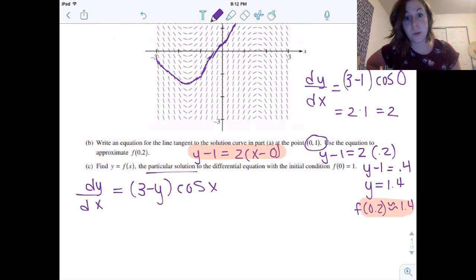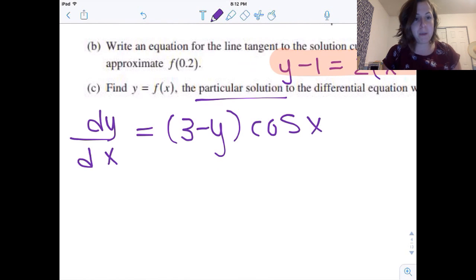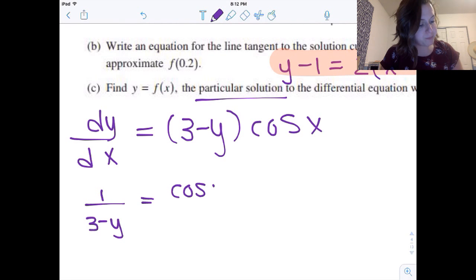So we're going to separate this, right? If you do not show me the separation step, I cannot give you any credit for this entire section. So please make sure you show it. Okay, so I'm going to separate my variables. This is going to be 1 over 3 minus y equals cos x dx. And I almost forgot my dy. Don't do that. Okay, separate your variables.